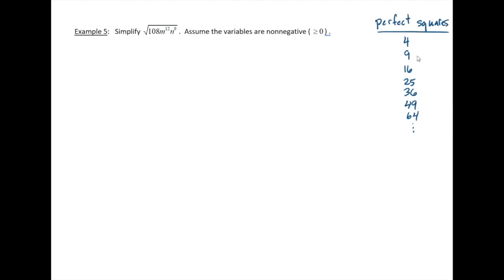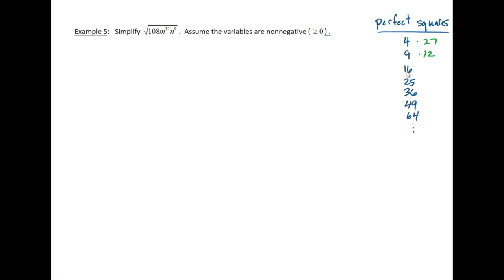So we go through our list of perfect squares and we try to find the largest number from this list that divides evenly into 108. 108 divided by 4 is equal to 27, or 108 is equal to 4 times 27, so 4 is a factor. But let's see if we can find any larger factors. 108 divided by 9 is equal to 12. So 9 is also a factor.